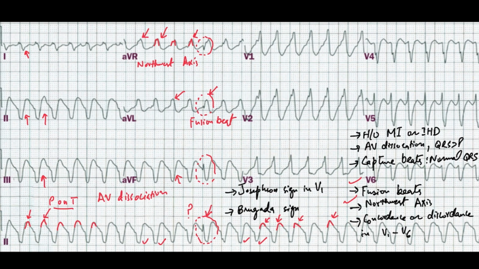So these are the features which are present in this ECG, and there is a high likelihood that we are dealing with monomorphic ventricular tachycardia and not SVT with aberrancy.